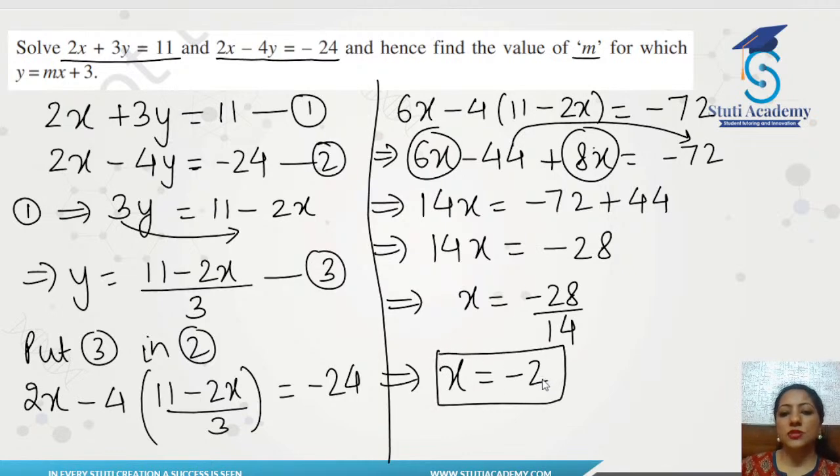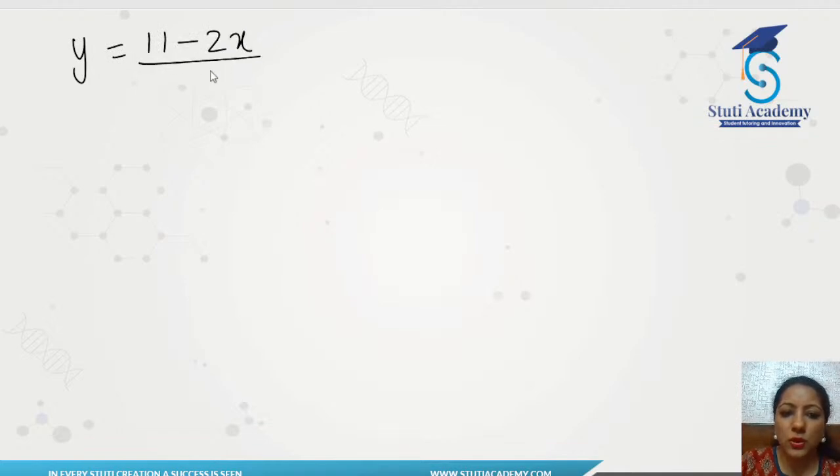Now we've got x as minus 2. We are going to take this value and we'll put it here in the third equation. We can put it in first and second also. That's our choice. So here I am putting this in the third equation. So third equation is y is equal to 11 minus 2x over 3. We have got the value of y as minus 2.